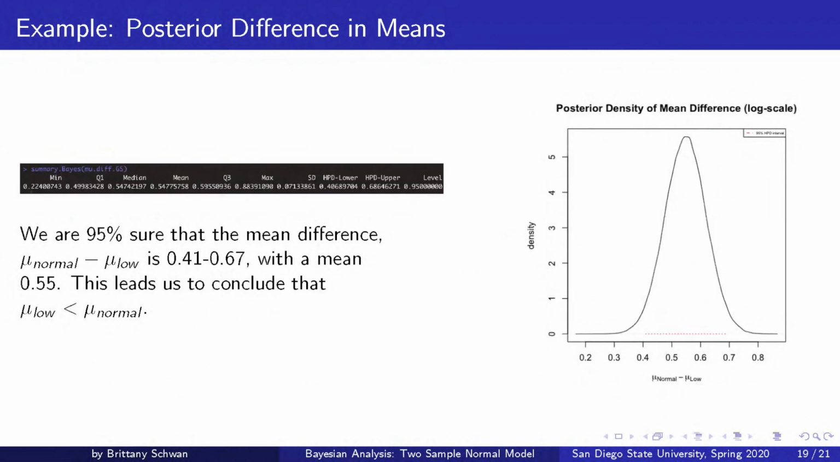The difference in the mean of the low group and normal group can be of interest because it allows us to compare the means. Looking at the summary output in R, we're 95% sure that the mean difference, mu normal minus mu low, is between 0.41 and 0.67, with a mean of 0.55. This leads us to conclude that mu low is less than mu normal.